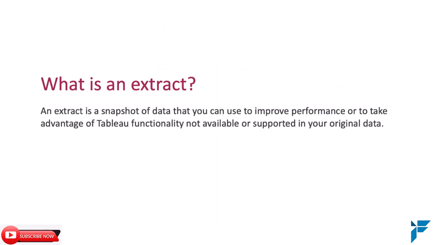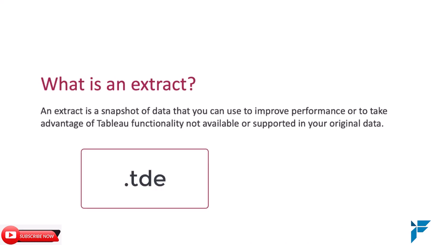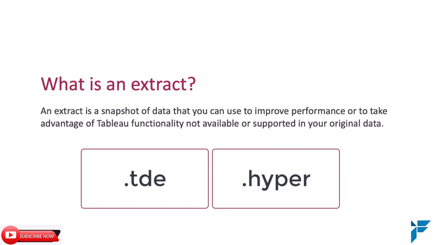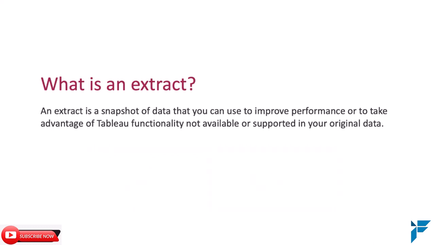Now that we have talked about live connections, let's take a look at what an extract is. An extract is a snapshot of data that you can use to improve performance or to take advantage of Tableau functionality that is not available or supported in your original data. This snapshot of data is then loaded into Tableau's in-memory data engine where it can be recalled quickly to be queried for visualization. Tableau uses the .tde or .hyper file extensions to denote that you're using an extract. Hyper is Tableau's in-memory data engine technology, optimized for fast data ingest and query processing on large or complex datasets.